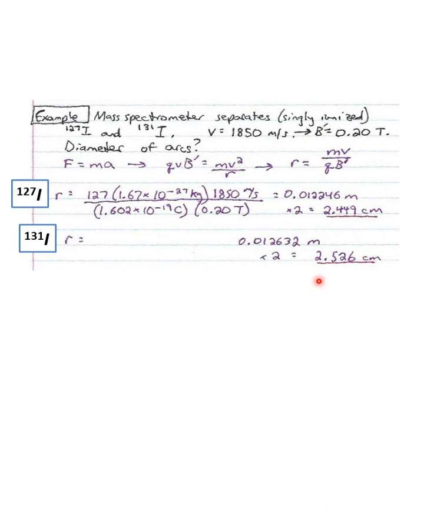So you can see there's just a small fraction of a centimeter difference given these speeds and magnetic fields, but it is a measurable difference between the two isotopes.